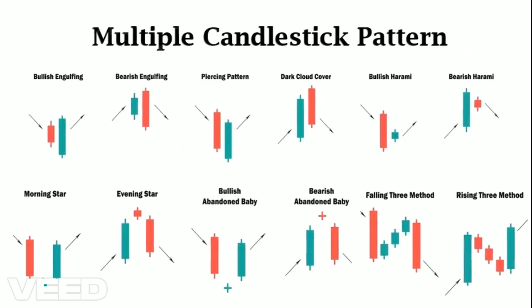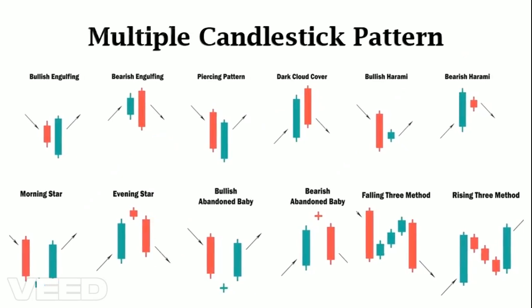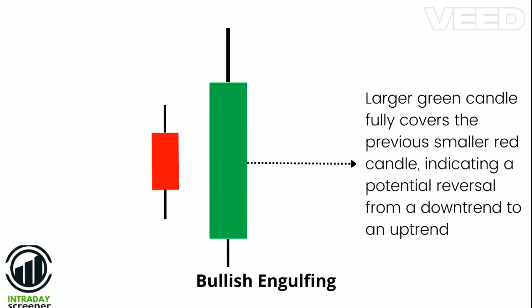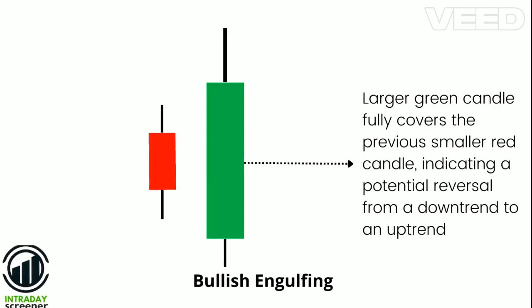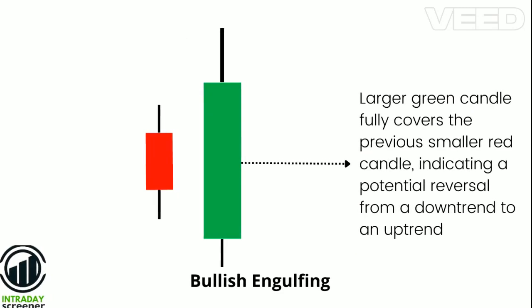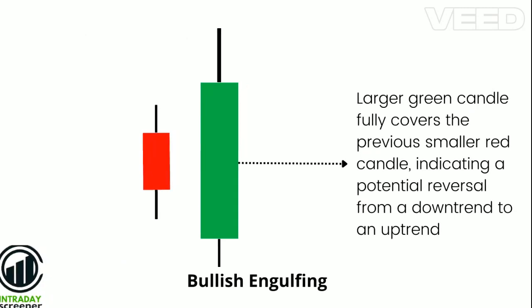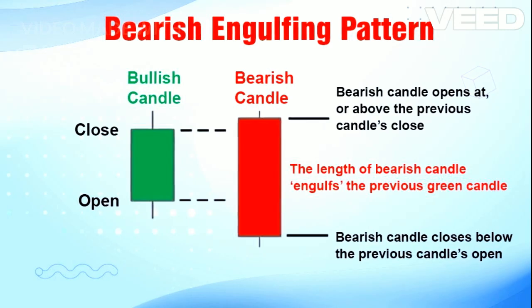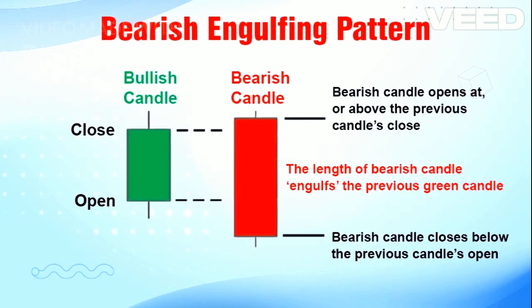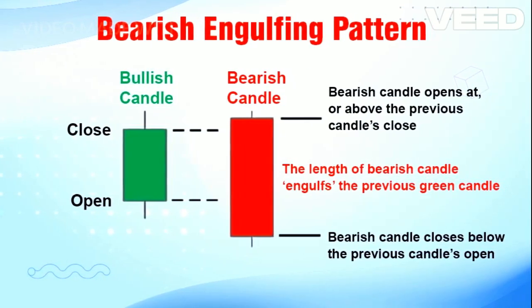Multiple candlestick patterns. Now let's step it up. Patterns formed by 2 or more candles. Bullish engulfing, a small red candle followed by a big green candle that engulfs it. Strong bullish sign. Bearish engulfing, opposite. Small green followed by big red, trend may reverse down.